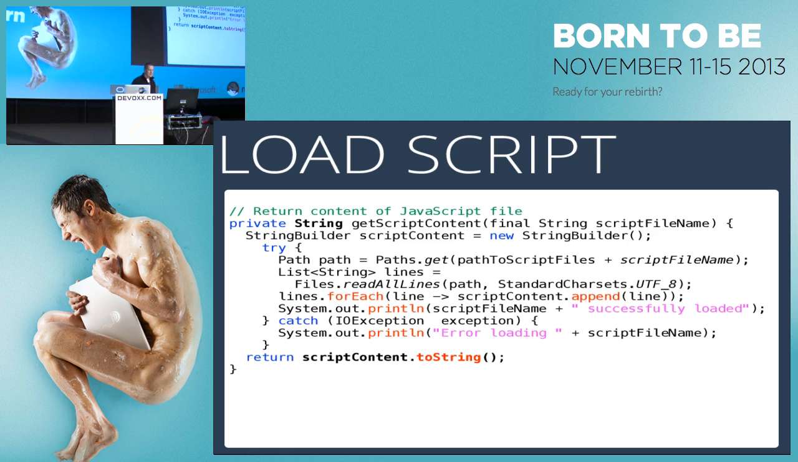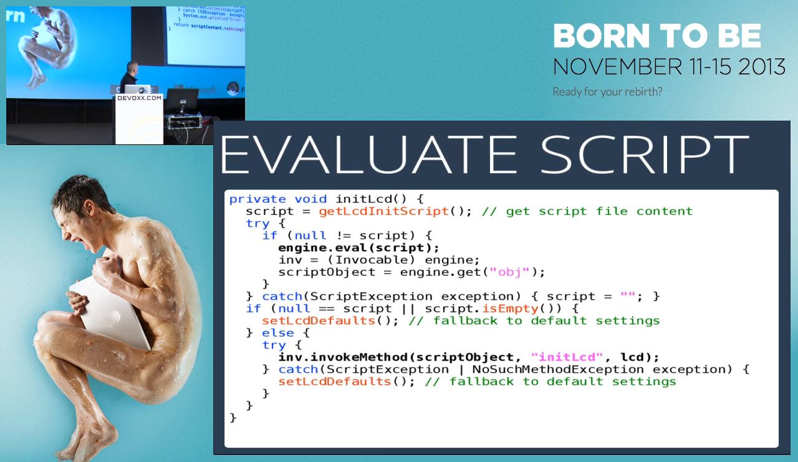And the nice thing is, if you evaluate a script with a JavaScript engine or with a scripting engine in Java, it's just evaluating a string, right? So in the end, you just have to read a text file, get it as a string, pass it to the scripting engine, and then evaluate it. That's the idea. So I just have a method that loads the script, gives me back the script content as a string, and then I have a method that initializes the LCD.